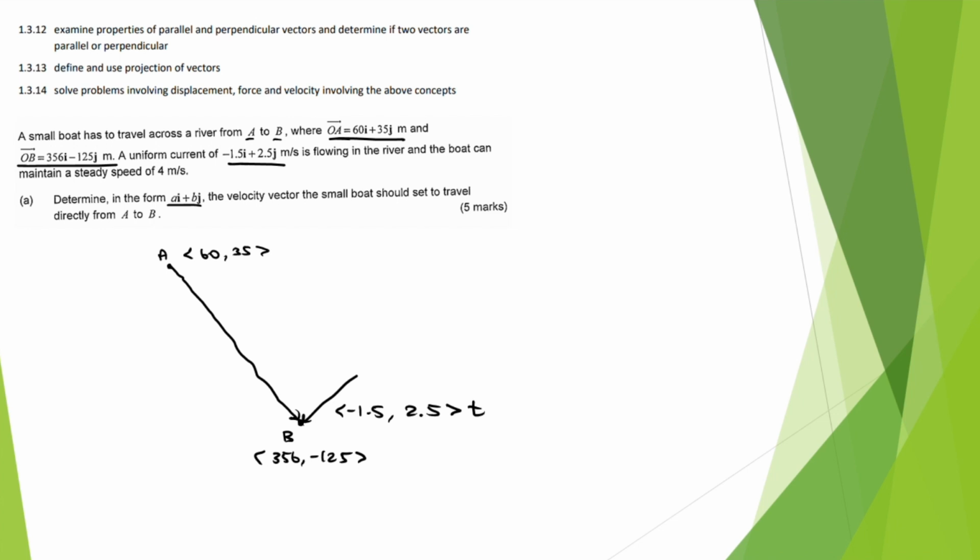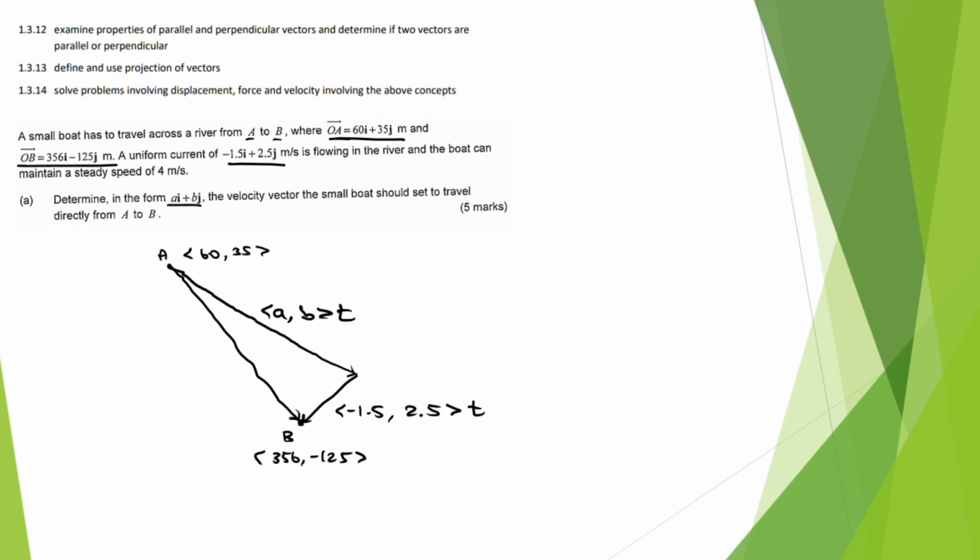Now if I also consider my vector AB in this direction, then the distance traveled by solely my boat, not considering the current, will be equal to AB times the time taken. Alright?